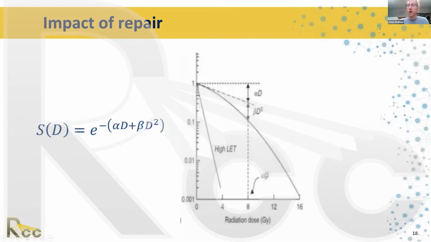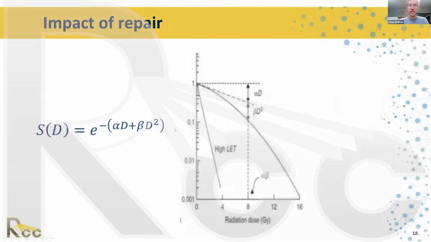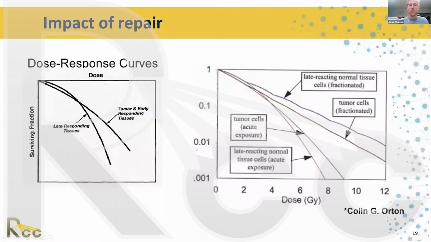The alpha-beta ratio is the dose at which the beta term equals the alpha term, the point at which the single strand breaks equal the double strand breaks. These alpha and beta terms are equal. You can see this amount of beta is equal to this amount of alpha, in this case at an alpha beta of 8. A higher alpha beta indicates less sensitivity to the sparing effect of fractionation. Let's get to that in one more minute. I'll show you one more slide.